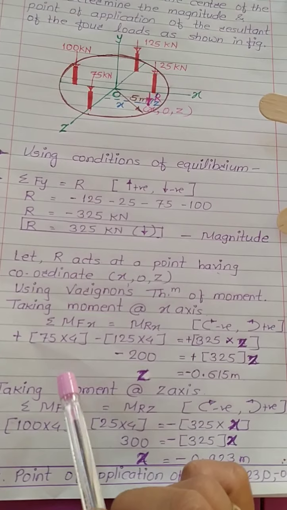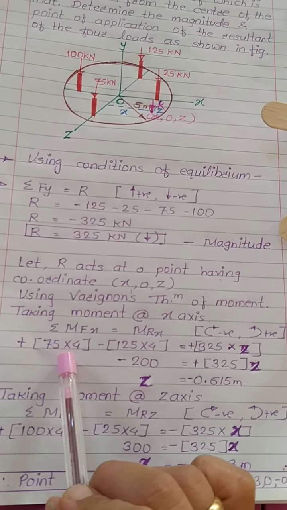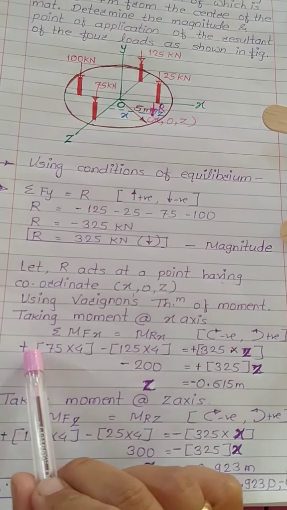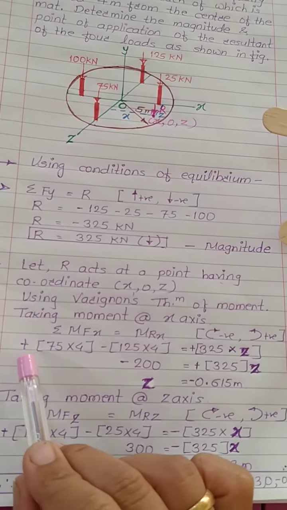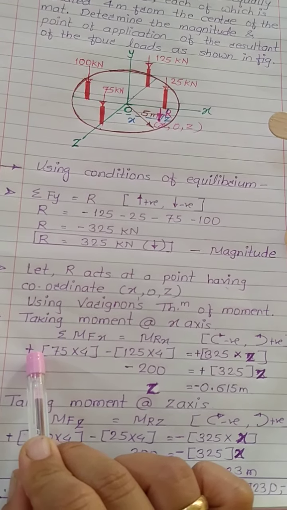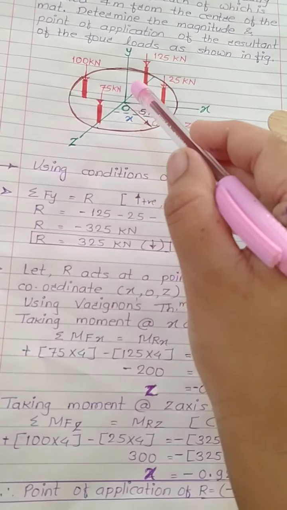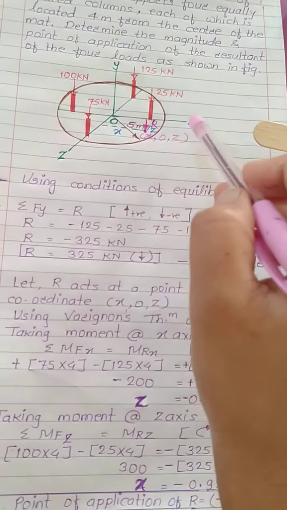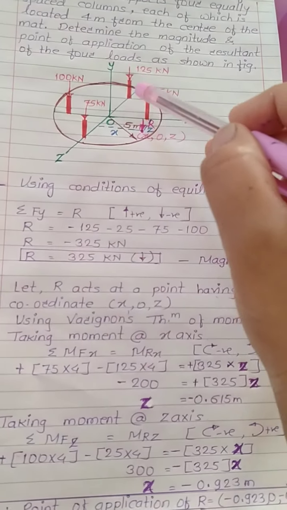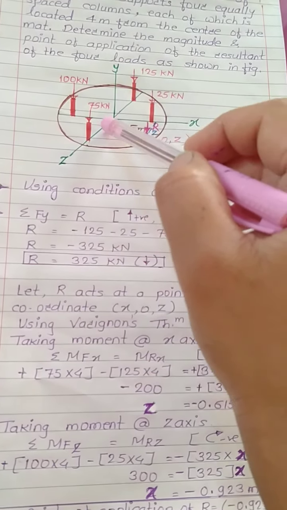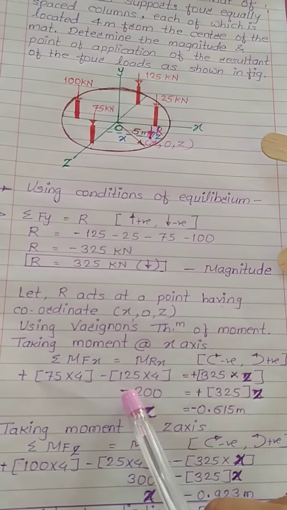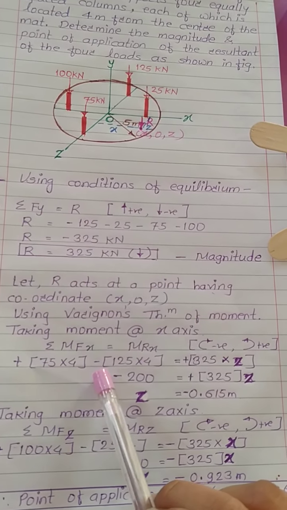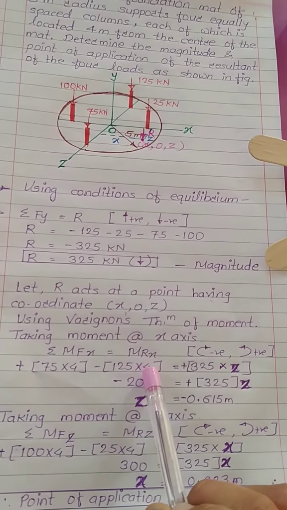Now look, I am taking moment of all forces about x axis. So this force is making anti-clockwise moment. According to my sign convention, anti-clockwise moment I will consider positive. So 75 into its distance from origin, 4 meter, with respect to x axis. And this force will create clockwise moment, and its distance from x axis is again 4 meter. So according to sign convention it will be minus 125 into 4.